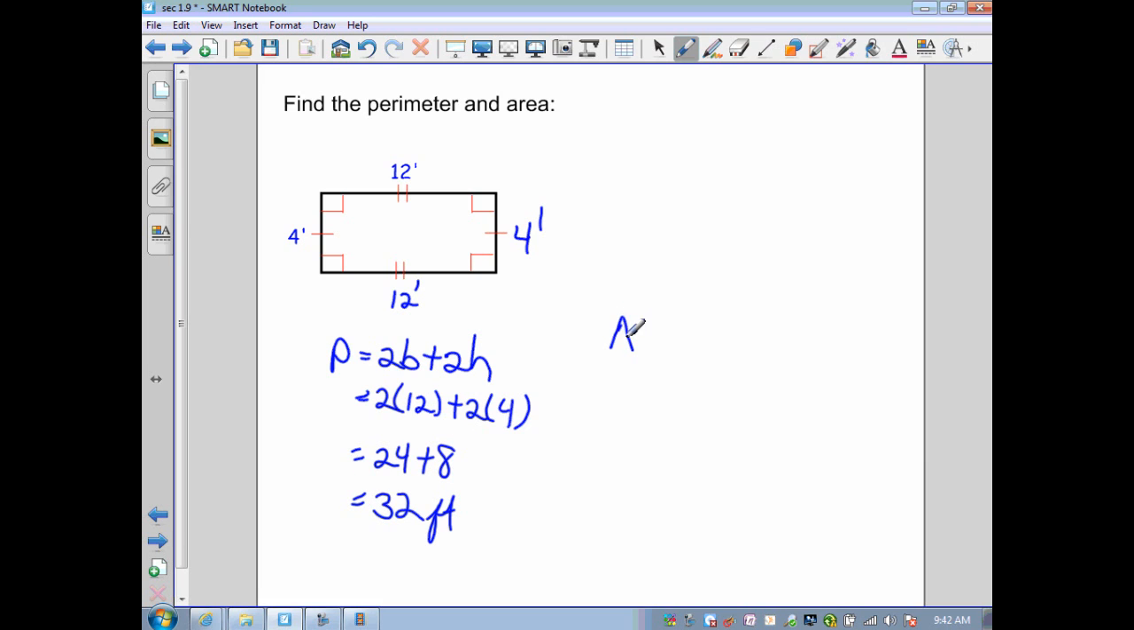For area, we have the base times the height. We substitute the base, which is 12, times the height, which is 4. That's going to give me 48 feet squared. Recall, for area, it's square units.